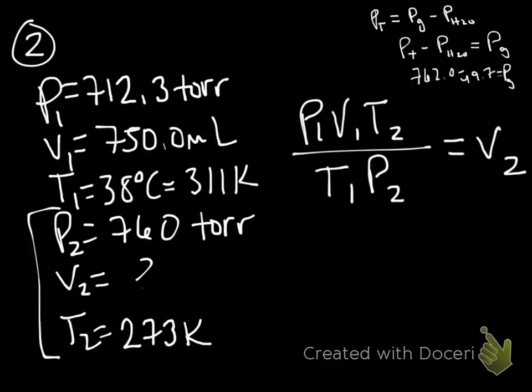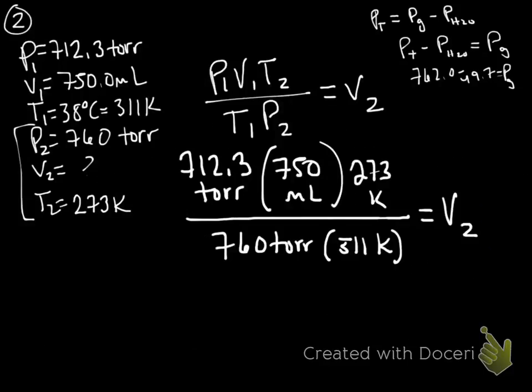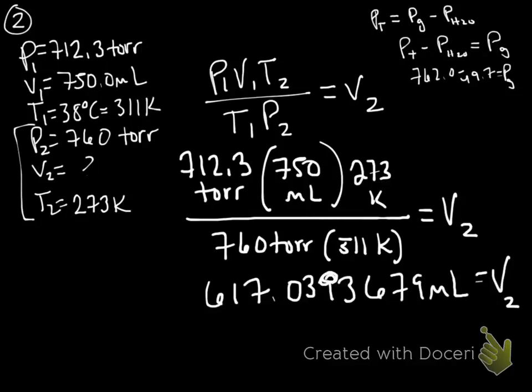We're now ready to plug in. So we have all of our numbers plugged in. We're ready for a raw answer. Okay, raw answer of 617.039363 and so on milliliters. How many sig figs can we have here?